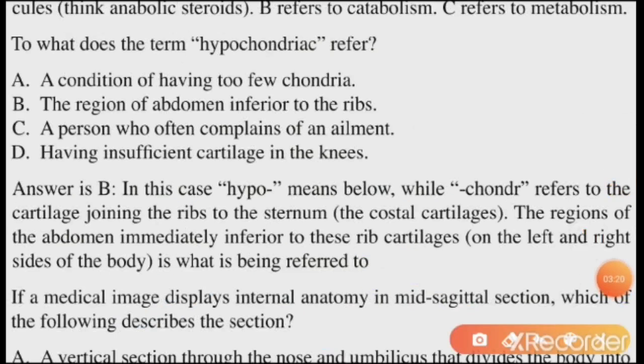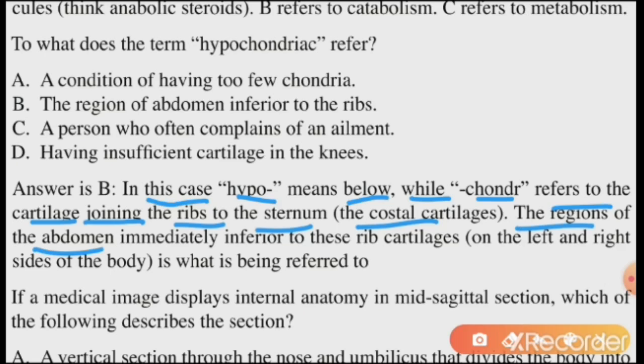In this case, hypo means below, while chondr refers to the cartilage joining the ribs to the sternum, the costal cartilage. The hypochondriac is the region of the abdomen immediately inferior to the rib cage on the left and right sides of the body. So the correct answer is option B, the region of the abdomen inferior to the ribs.